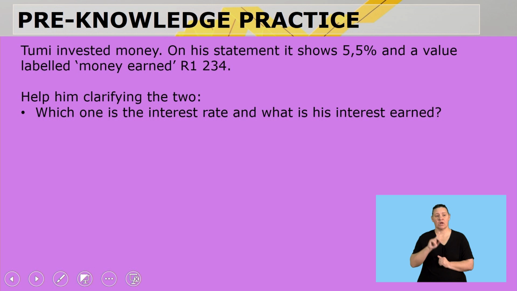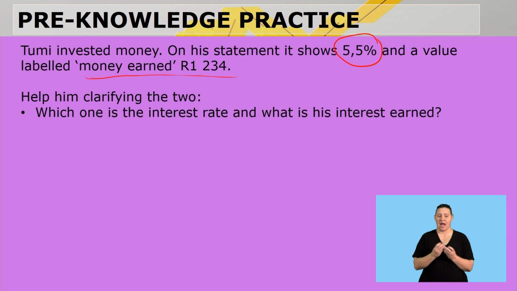Tumi invested money. On his statement it shows a 5.5% and a value labeled money earned 1,234 Rand. Help him clarify the two. Which one is the interest rate and what is his interest earned?